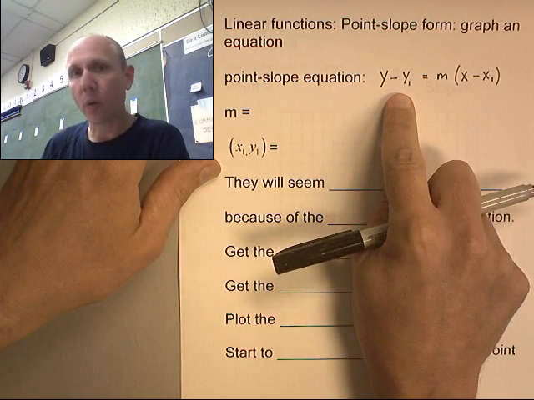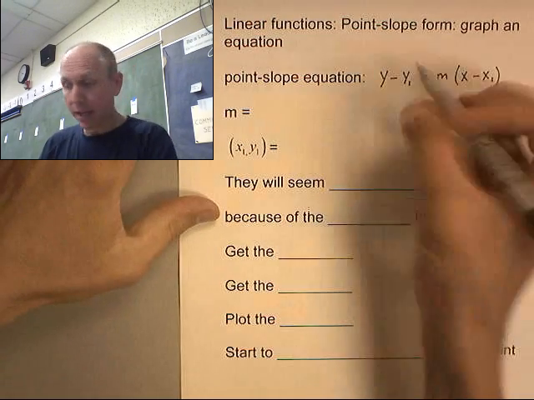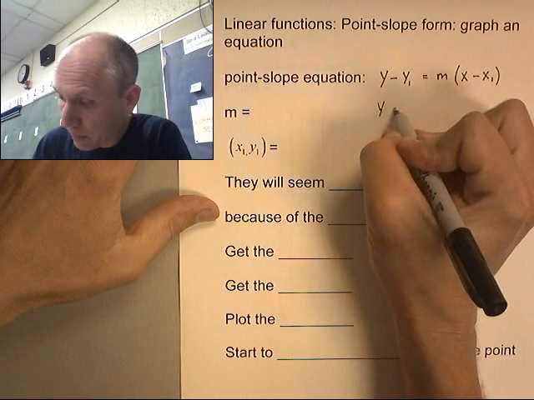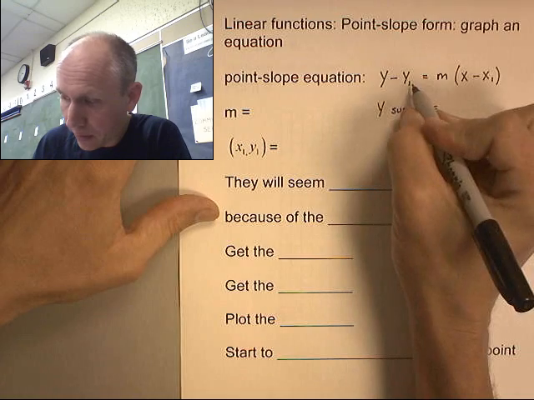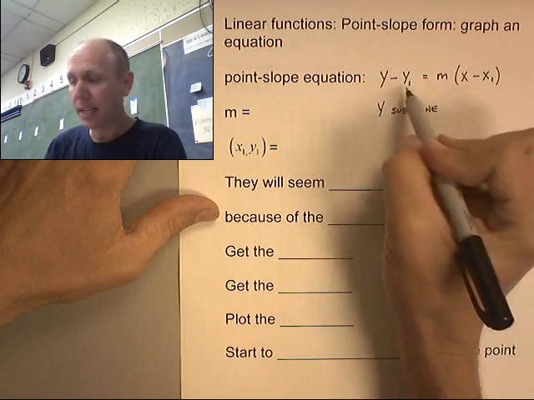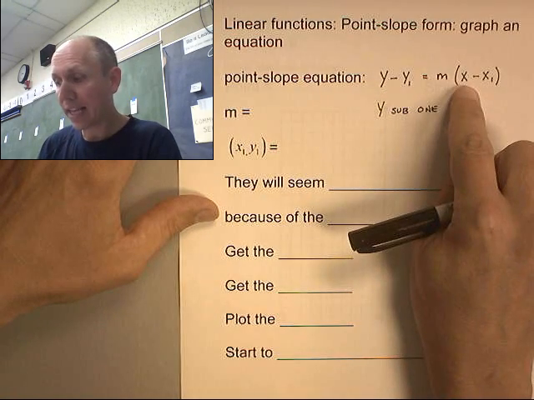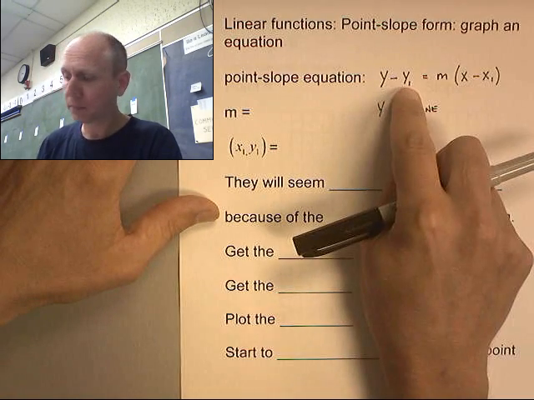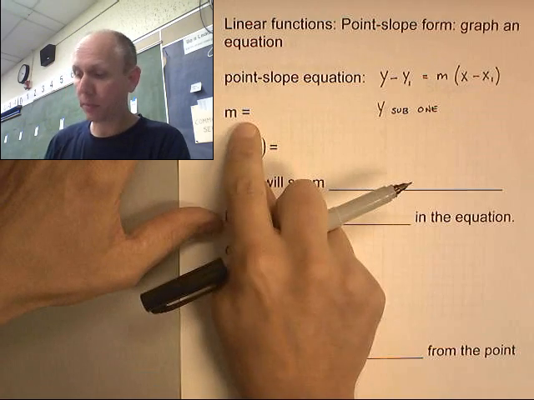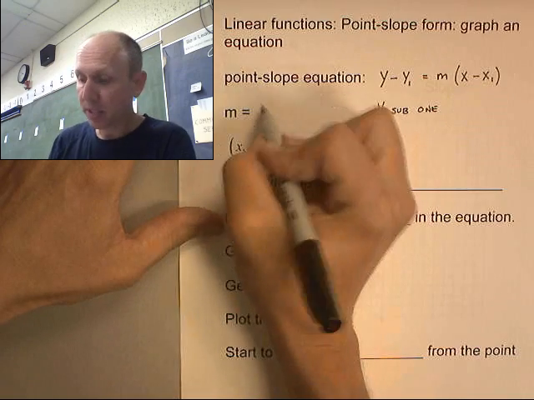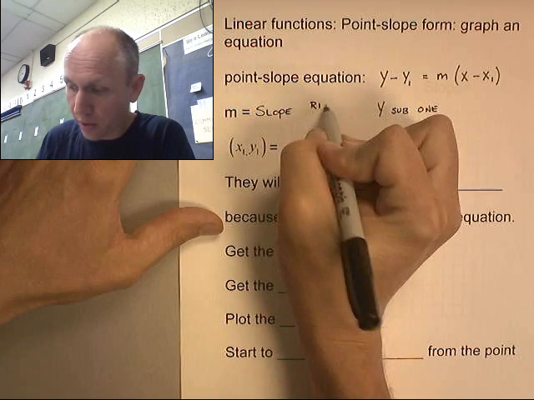What I'm saying here is y sub, as in like a submarine. This is really what I'm saying. I'm saying y sub 1. This is called a subscript. And that is a different thing than a y. This y and that x are variables. The y sub 1 and the x sub 1 are going to be actual numbers that we'll use. We know what m is. M is the slope, which is rise over run.